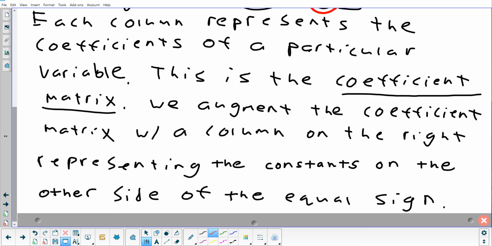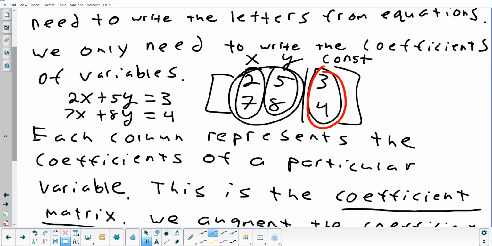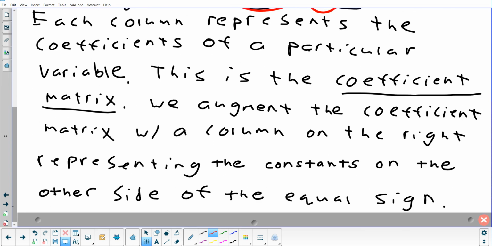So the coefficient matrix, the part that's on the left of this line, should always be a square matrix because we're always going to have the same number of equations as we have variables. The number of equations is how many rows are in the matrix, and the number of variables is how many columns are in the matrix.